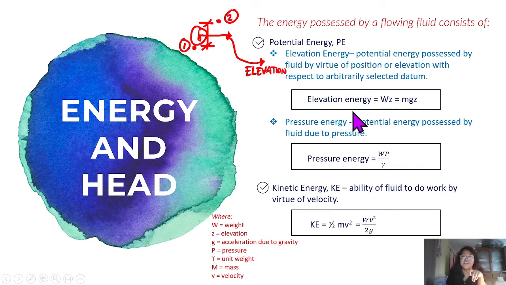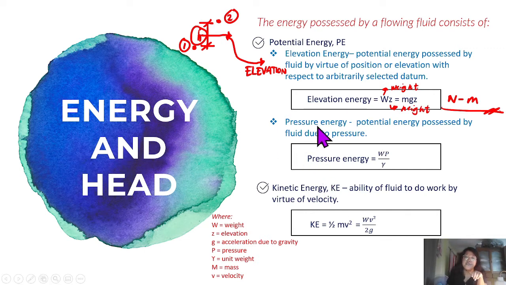We consider elevation energy as W times Z, where W is the weight and Z is the height. Weight times height is in Newton meter. That is why it is energy: the unit of energy is Newton meter, or force times distance. So that is the first type of energy under potential energy, elevation.